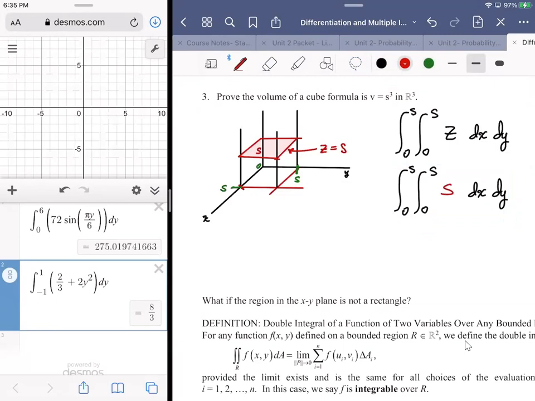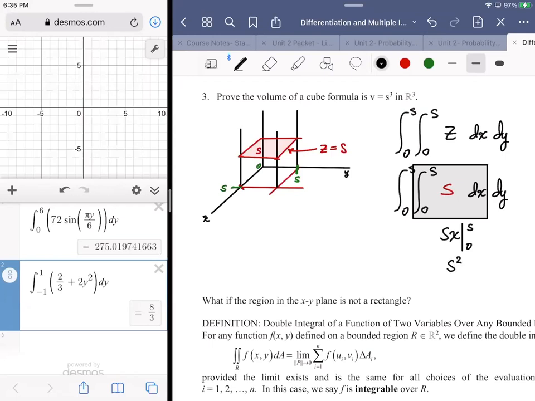All right, so I'd have to tackle the antiderivative of s with respect to x. Well, s is treated as a constant in this context. So I'm going to focus on this piece here. The antiderivative of s with respect to x is sx over the interval of 0 to s. So what that gives me is s squared.